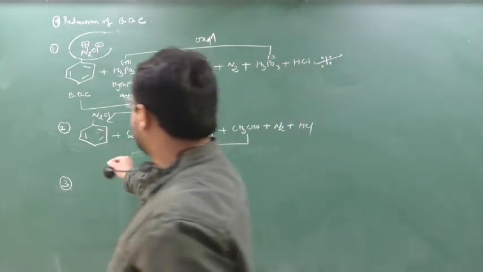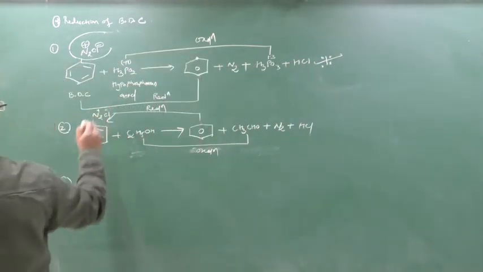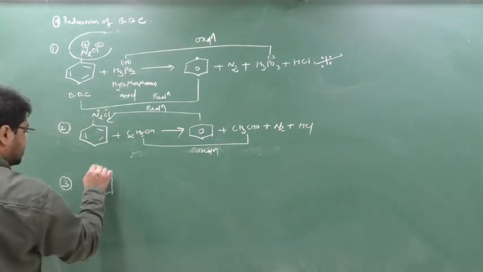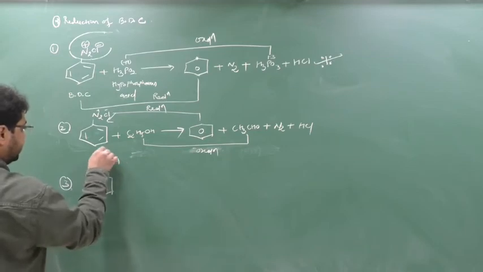Benzene. So this is also one type of reduction of benzene diazonium chloride using ethanol. One more is there. All these reactions should be remembered. It's also important.